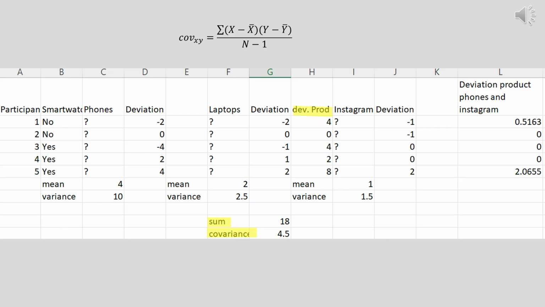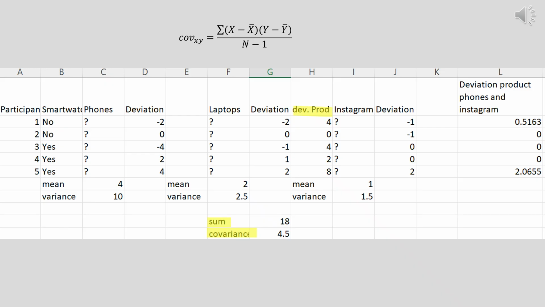But you have to create a new column that would be the deviation products. So you'd have to multiply all of the deviations of phones times the deviations of laptops for each participant. And that would give you this column over here. I usually name it something like dev products or dev prod or something like that. It's just the products of the deviations. So you can see that that resulted in deviation products of 4, 0, 4, 2, and 8.